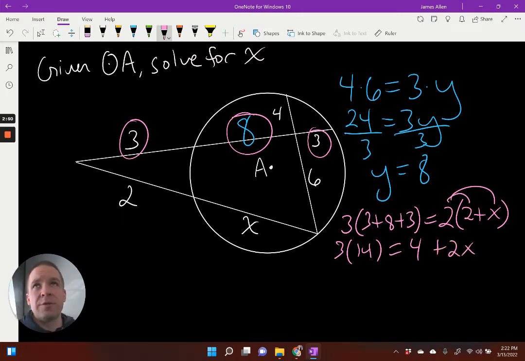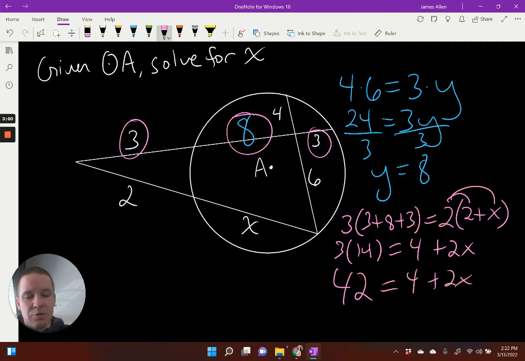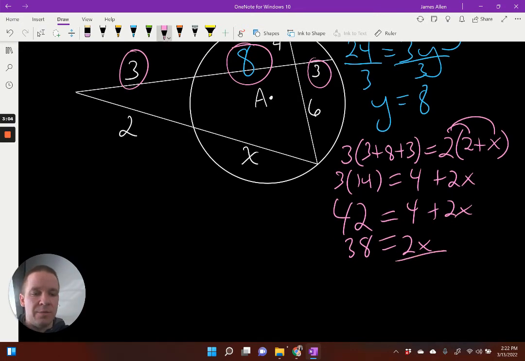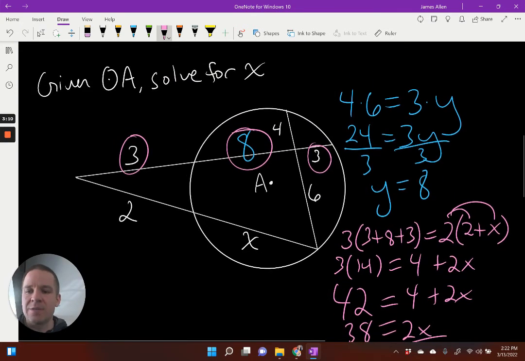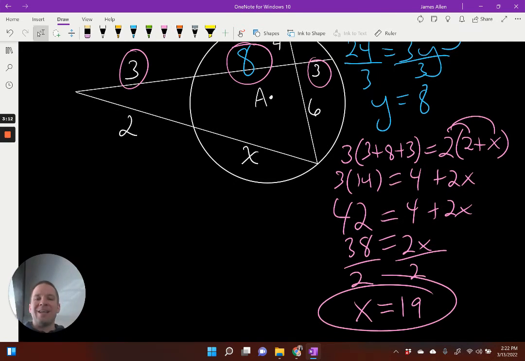So what's 3 times 14? Well, 3 times 10 is 30, and 3 times 4 is 12, so 42. If I add those two together, that equals 4 plus 2x. Subtract 4, and I get 38 equals 2x. And then lastly, I divide by 2, and I get x equals 19. Quick check back. That is what I was asked for, right? I was asked to solve for x. 19 will be my answer.